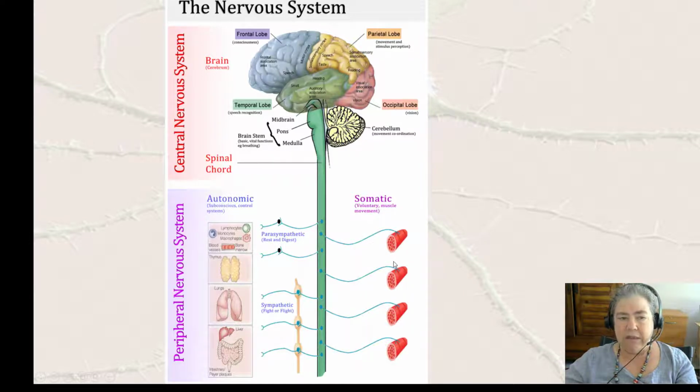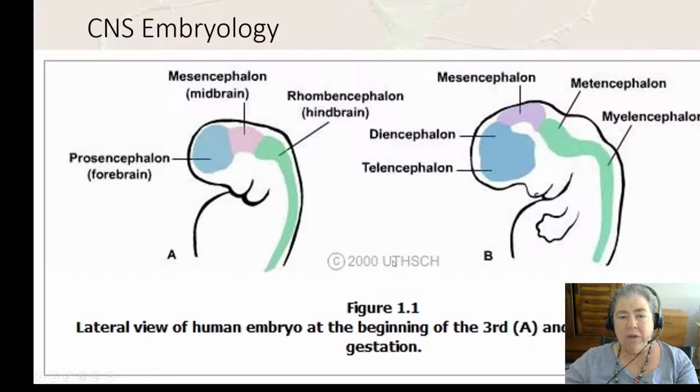So here's this tiny little bit of embryology that I'm going to ask you to develop. The brain starts to develop very early in gestation. And at the beginning of the third week of gestation, we have a structure called the neural tube, which is already beginning to differentiate into portions. And those portions are called the prosencephalon or the forebrain, the mesencephalon or the midbrain, and the rhombencephalon or the hindbrain.